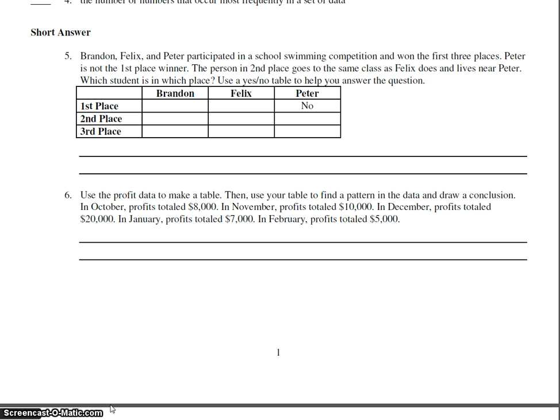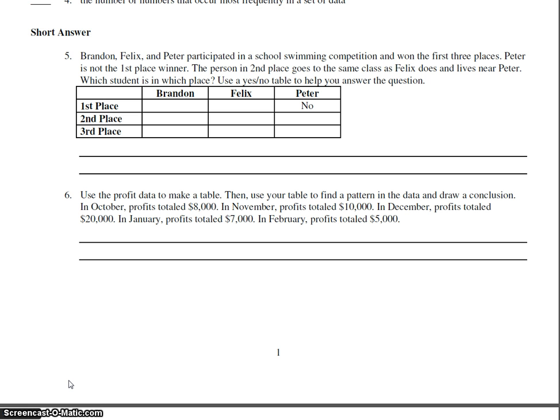So number 5 says Brandon, Felix, and Peter participated in a school swimming competition and won the first 3 places. Peter is not the first place winner. The person in second place goes to the same class as Felix does and lives near Peter. Which student is in which place? Use yes or no table to help you answer the question.